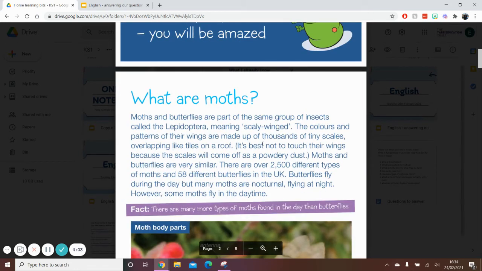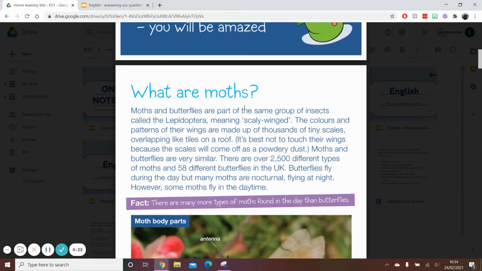Now, I'm not going to read every single word in this leaflet. I'm going to read the headings and see which heading I think would help me. The first heading says, what are moths? I'm not sure that would help me answer my question. My question is, where do moths live? I don't want to know what a moth is, I want to know where it lives.